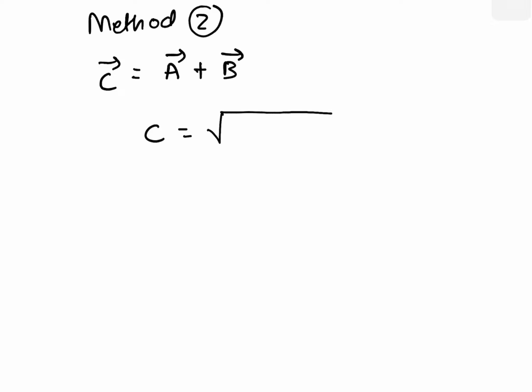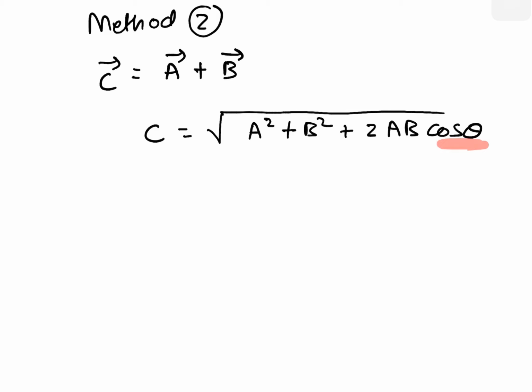Now let's look at method 2 for deriving the triangle inequality. We have C vector is equal to A vector plus B vector. Then the magnitude of C vector will be under root of A square plus B square plus 2AB cos theta. Now we are keeping A and B fixed but only changing the angle theta. So we know that cos theta will be less than equal to plus 1 and greater than equal to minus 1. We get cos theta equal to plus 1 when theta is equal to 0. And we get cos theta equal to minus 1 when theta is equal to pi.